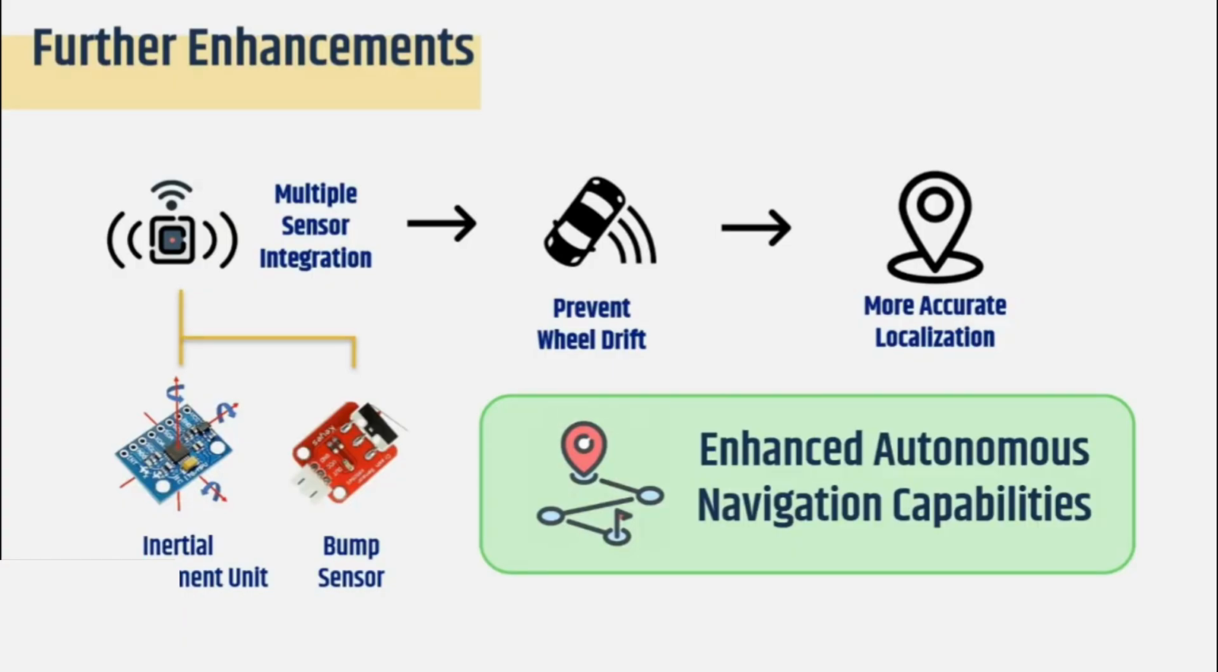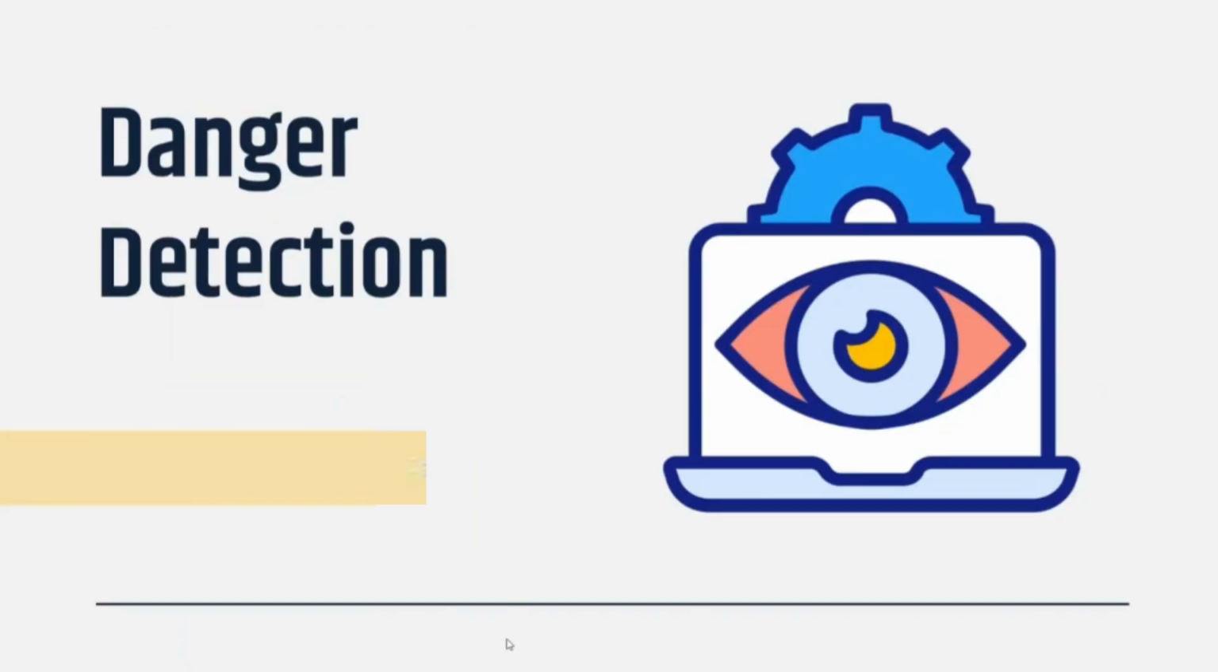With the integration of these multiple sensors, we are able to provide a more accurate localization and navigation structure, which results in an enhanced autonomous navigation capability. So that's all for my part on the SLAM navigation. Thank you.